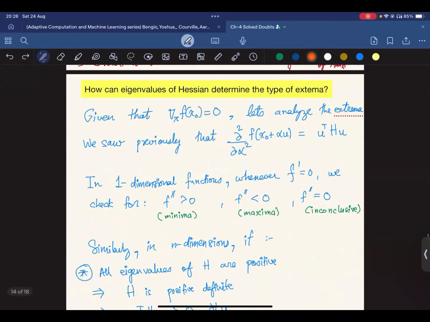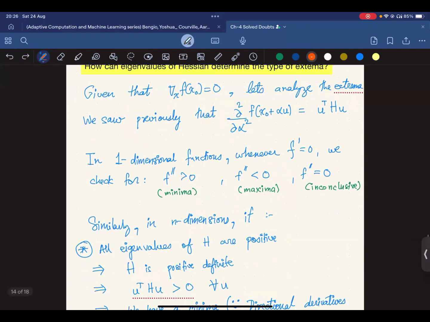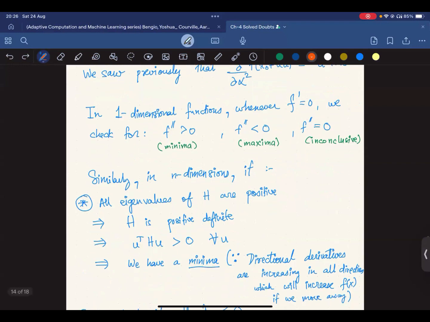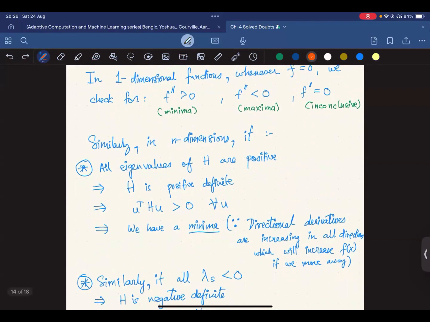Okay. So as we were discussing, how can eigenvalues of the Hessian determine the type of extrema? In one dimension, given f dash is 0, if f double dash is greater than 0, this is minima, if it is less than 0, this is maxima, and if it is 0, this is inconclusive. Similarly, in n dimensions, if all eigenvalues of H are positive, then U transpose HU is greater than 0 for all U. This is the second order directional derivative. So that means that in all directions, the second order derivative is greater than 0. We have a minimum.